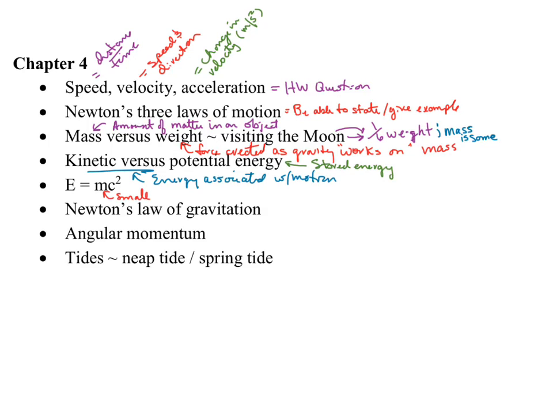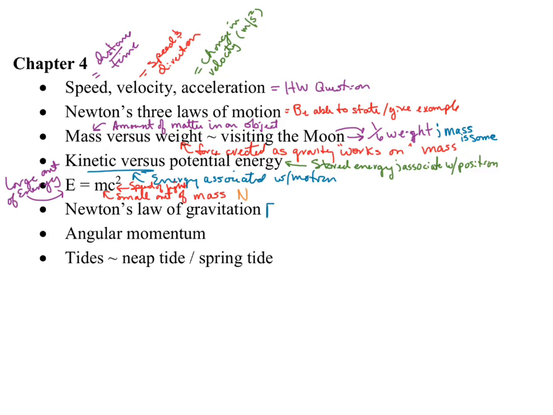E is equal to mc squared, Einstein's equation. Basically, a small amount of mass will be converted into a large amount of energy. The reason for that in this equation is because c, the speed of light, is very big. So a small amount of mass makes a large amount of energy.